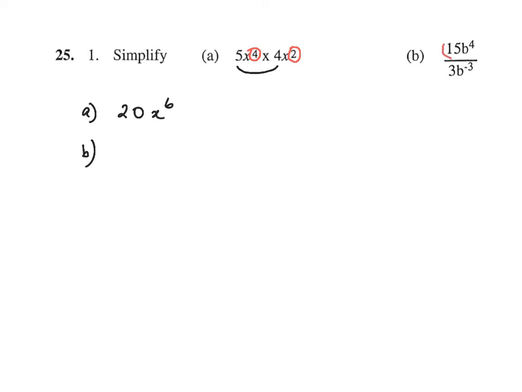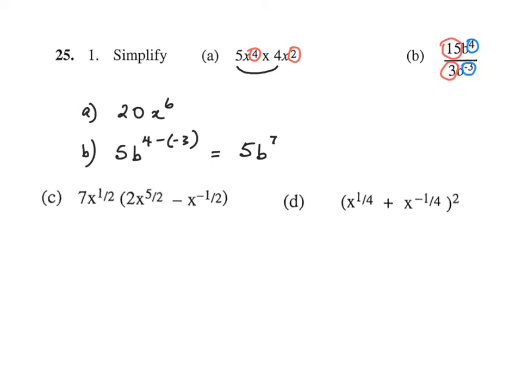15 divided by 3 is 5. We'll have a b, and when we're dividing powers, we subtract the indices, so it's going to be 4 minus 3. That gives us the answer then, 5b to the power of 7.